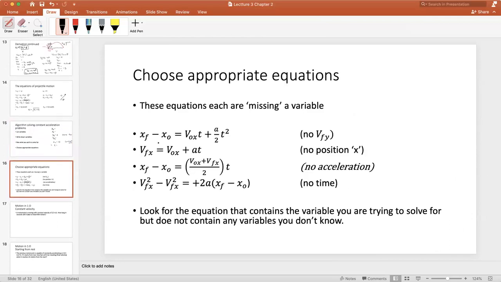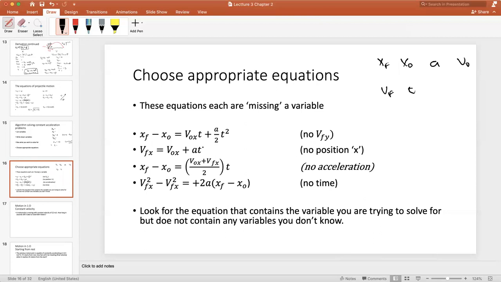But again, what I mean by choosing appropriate equations is each of the equations is missing something, right? So if I know x final and I know x initial and I know a and I know v initial, right? But I don't know v final, I don't know time, and those are the things I want to solve for. The first thing I look at is I can't use this equation because, well, I can. There is no v final. I don't need to solve for it right away. I can solve this equation for time.